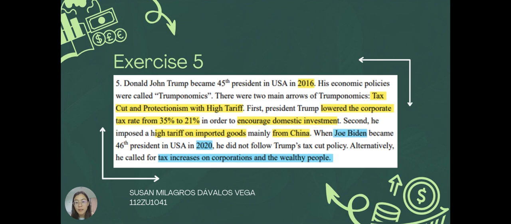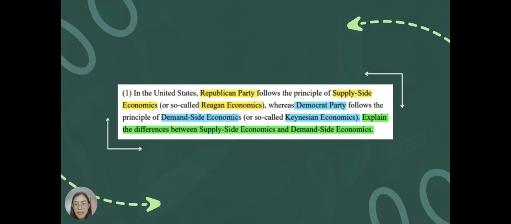And when Joe Biden became the 46th president in the USA in 2020, he did not follow Trump's tax cut policy. Alternatively, he called for tax increases on corporations and wealthy people. So the first question for this last exercise is: in the United States, the Republican Party follows the principle of supply side economics, or so-called Reagan economics, whereas the Democratic Party follows the principle of demand side economics, or so-called Keynesian economics. Explain the difference between supply side economics and demand side economics.